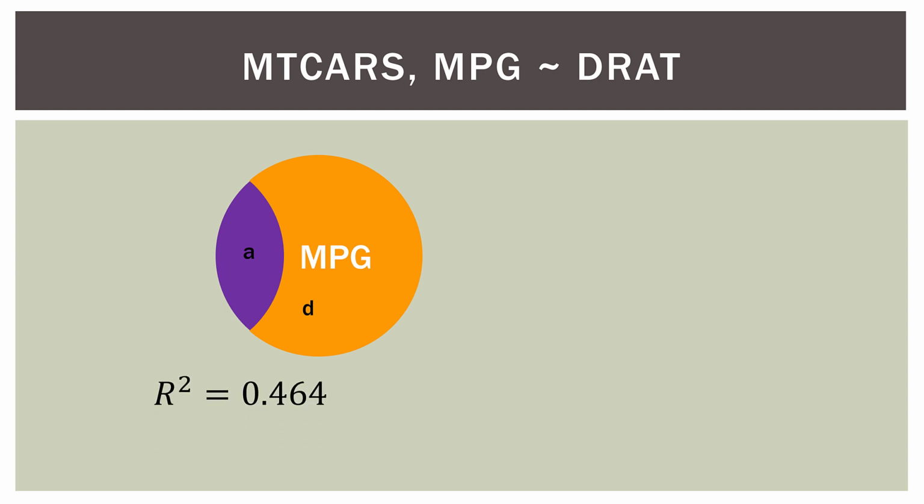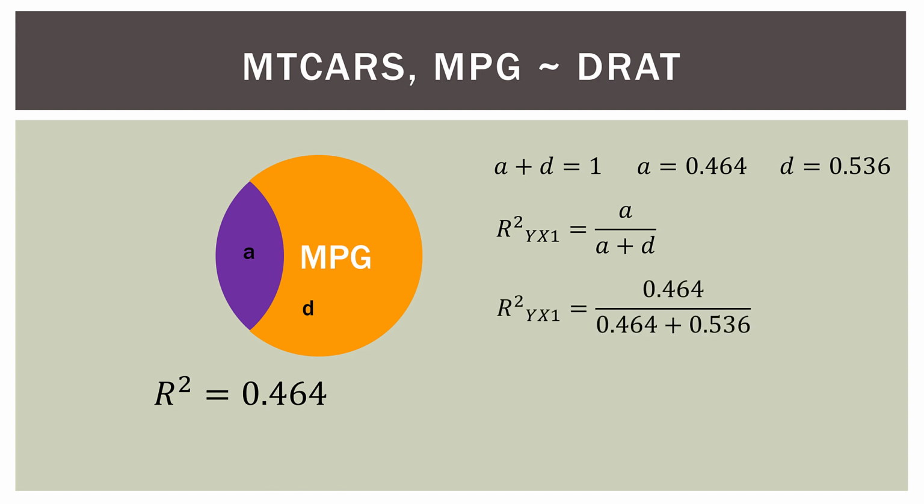So we know that the R squared is 0.464. That is there in the A. So we know that A plus D has to equal 1. The area of this whole circle is 1. A is 0.464. Therefore, by subtraction, D is 0.536. The R square of this regression is simply the area of A divided by A and D together. And this is very easy math. It's just asking us what proportion of this circle is taken up by A. So we can just do the very simple math. Very easy, and we get what we have before of 0.464.